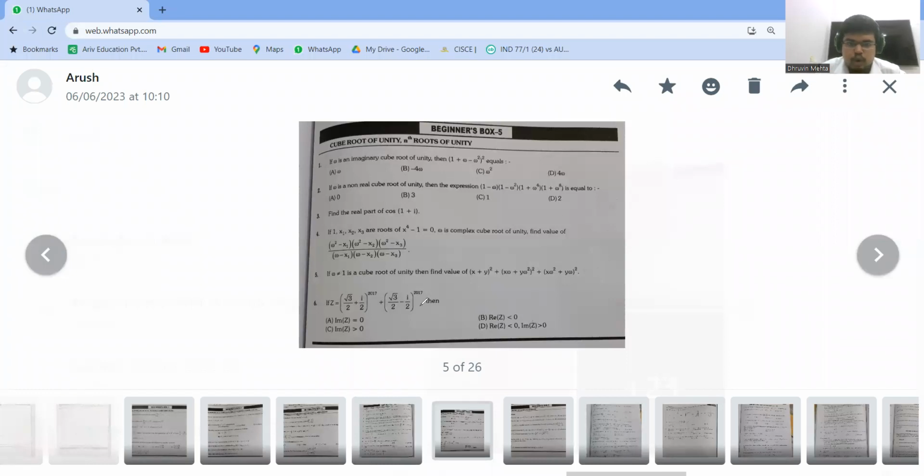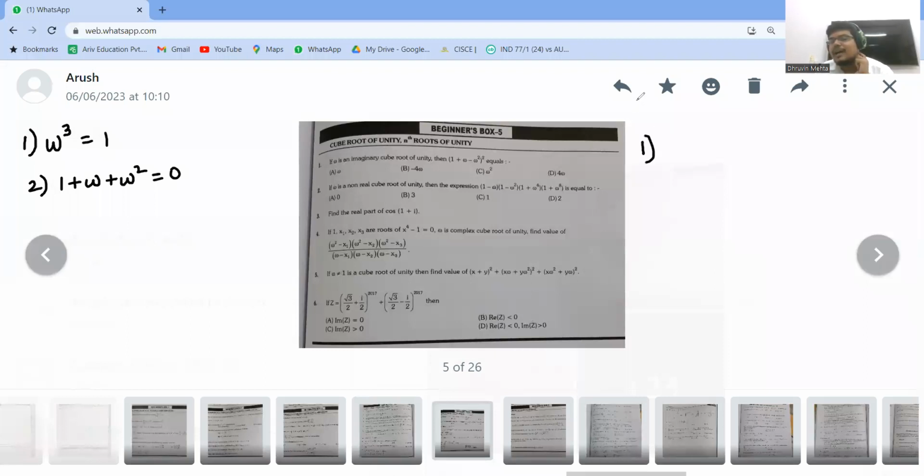Before we start with complex cube roots of unity, do you remember the two properties which I had shared? There were two properties of complex cube roots of unity. One is omega cube is equal to 1, and second, 1 plus omega plus omega square is equal to 0. Okay, let's take this first question, which is a very basic, simple question.